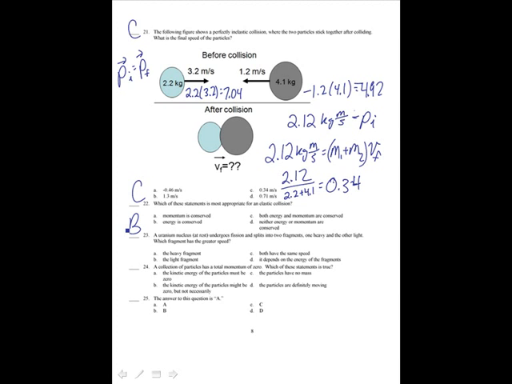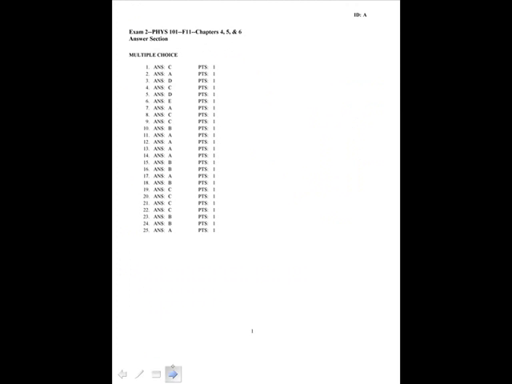If it has a total momentum of 0, it could mean that the particles are not moving, but not necessarily. Since momentum is a vector quantity, if you have particles moving in opposite directions with equal speeds, they're going to have 0 total momentum. So that would be B, that the kinetic energy might be 0 but not necessarily. And this is A. There are the answers for these.